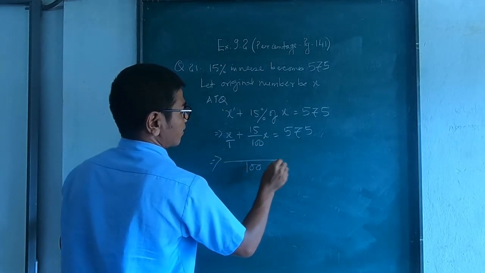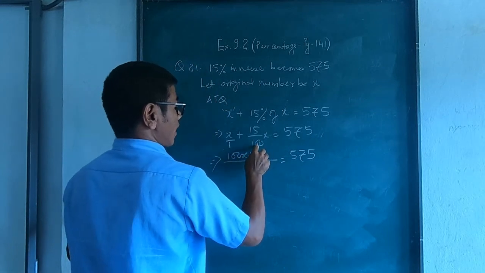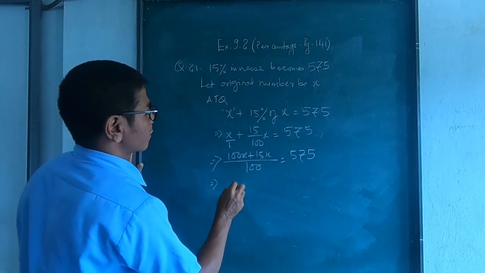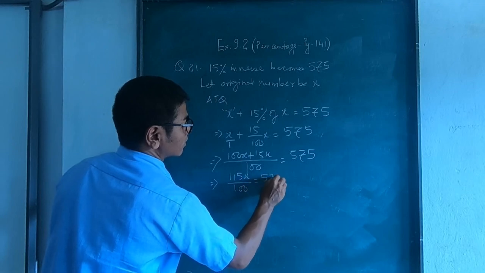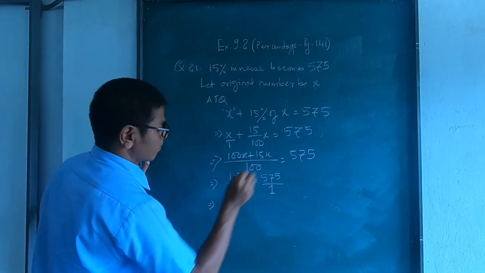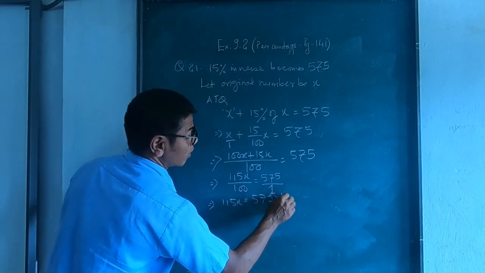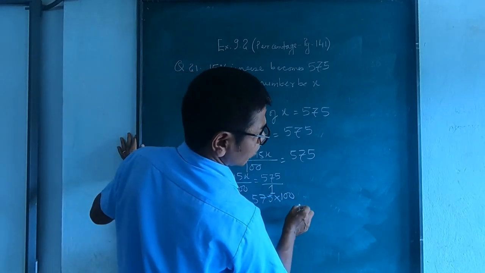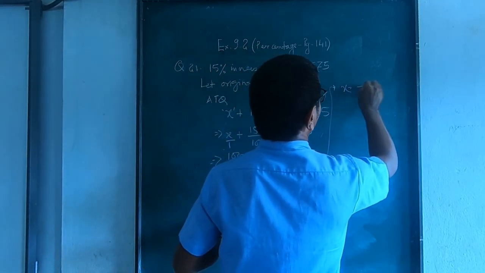These two will be 1, so 100. So 100x plus 15x. Now we find the sum of these two, 115x by 100 equal to 575. Now let us try to find the value of x, which is the original one. Cross multiply, 115x equal to 575 into 100. Let me try solving it here so that it's convenient. So we'll find x by cross multiplication.